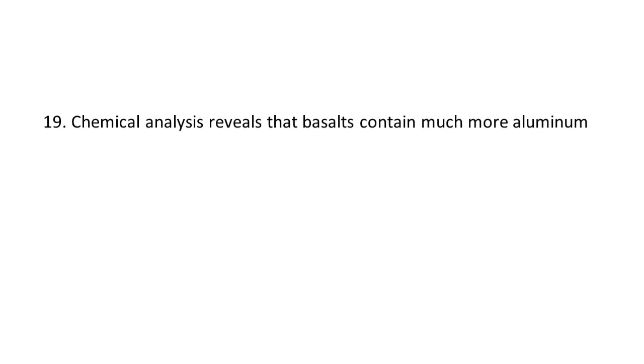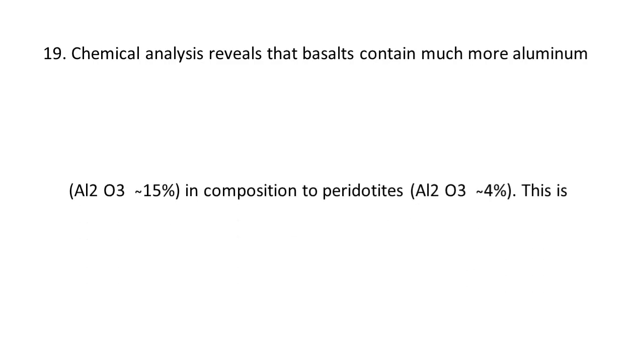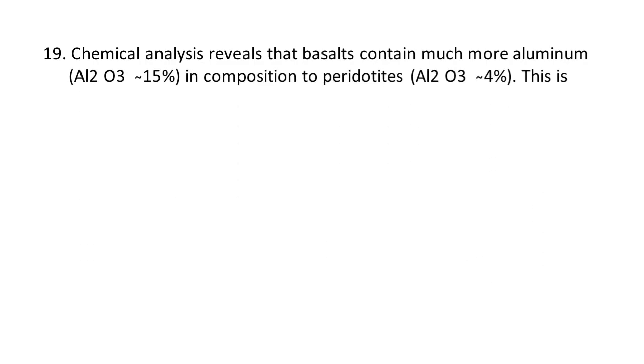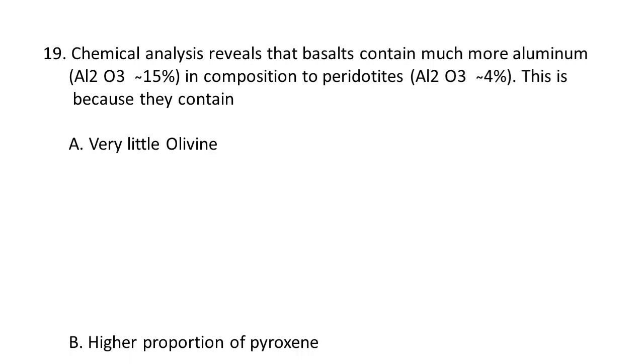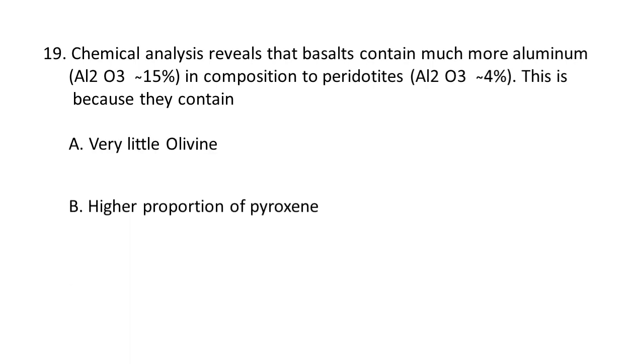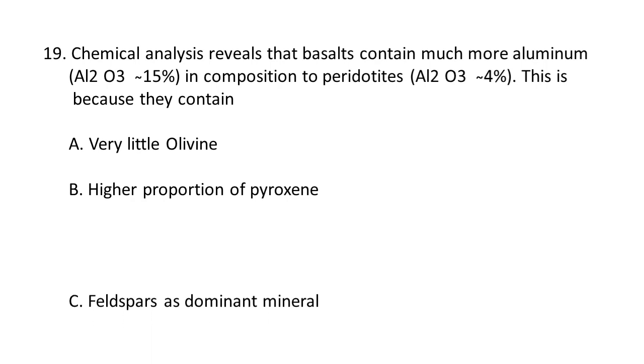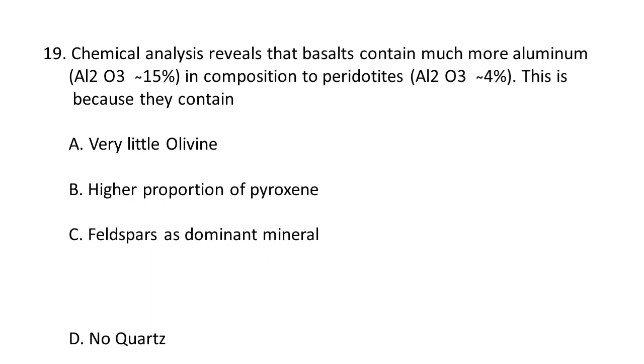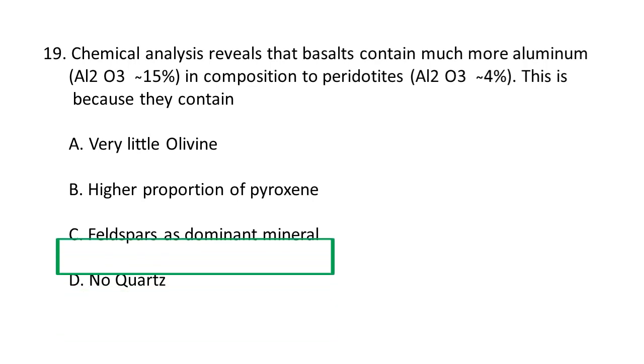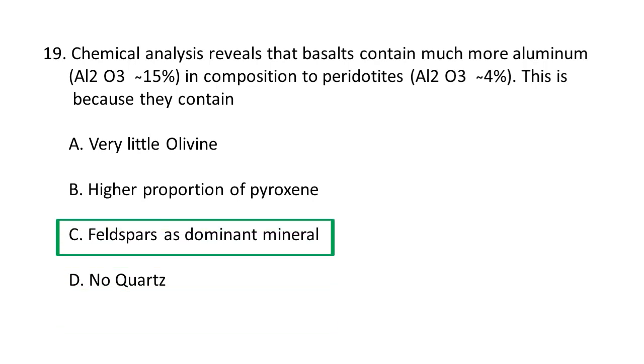Next question. Chemical analysis reveals that basalts contain much more aluminium, nearly around 15% in composition, compared to peridotites, that is Al2O3 around 4%. So this is because they contain A. very little olivine, B. higher proportion of pyroxene, C. feldspar as a dominant mineral and no quartz. So the correct option is feldspar as a dominant mineral. C is the correct option.